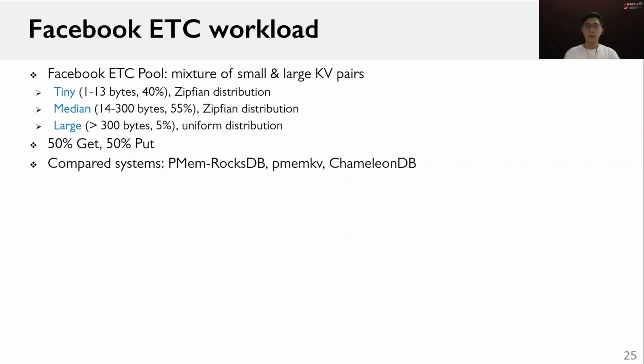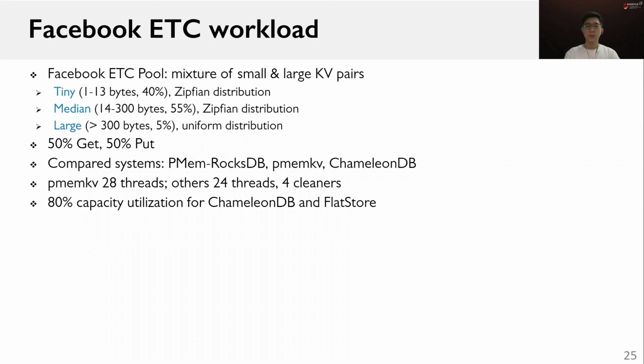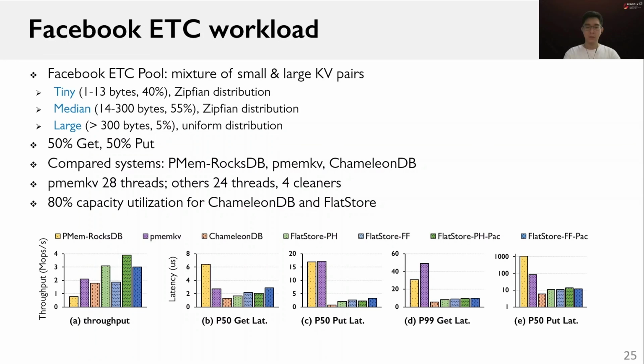We compare FlatStore with Pacman against other 3 systems: Pmem-RocksDB, a Pmem version of RocksDB, and PmemKV from the Intel PMDK group, and ChameleonDB, another log-structured KV store with a well-designed hybrid index. We set all systems using the same amount of CPU resource. Since PmemKV doesn't need background threads, it uses 28 threads, and others use 24 foreground service threads and 4 background threads for compaction. The capacity utilization of ChameleonDB and FlatStore is set to 80%.